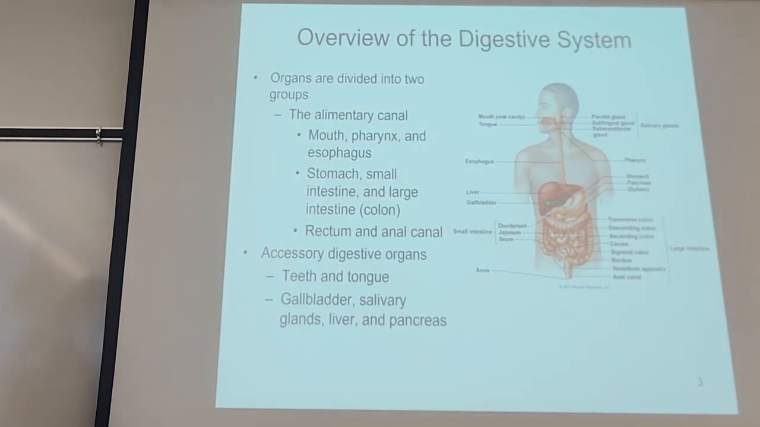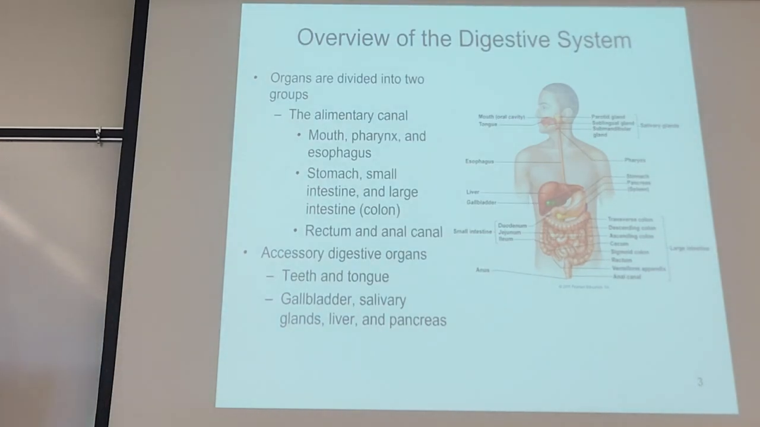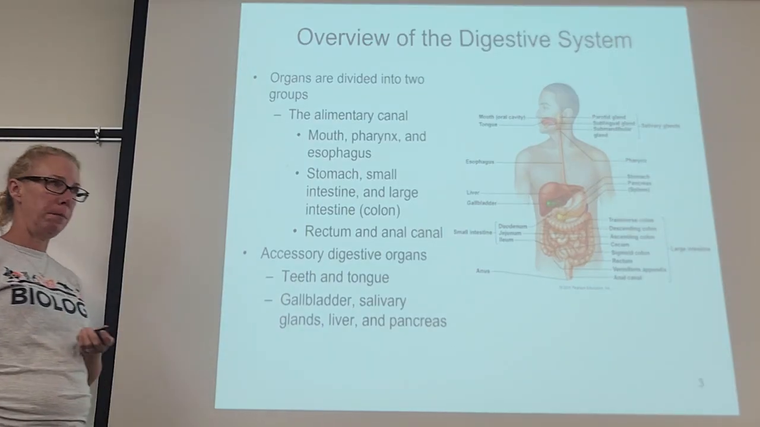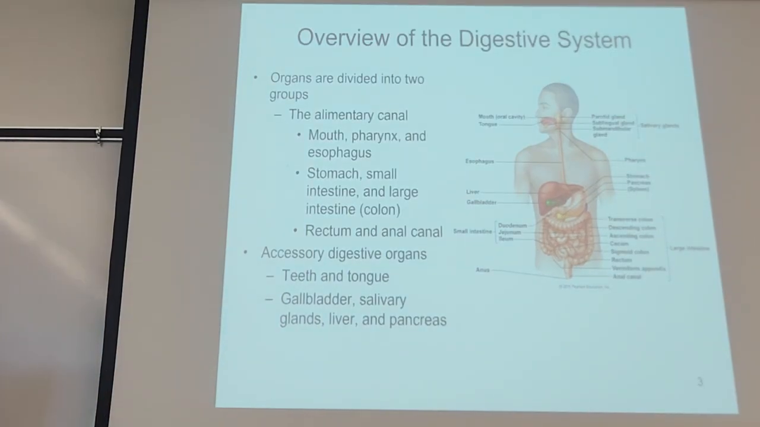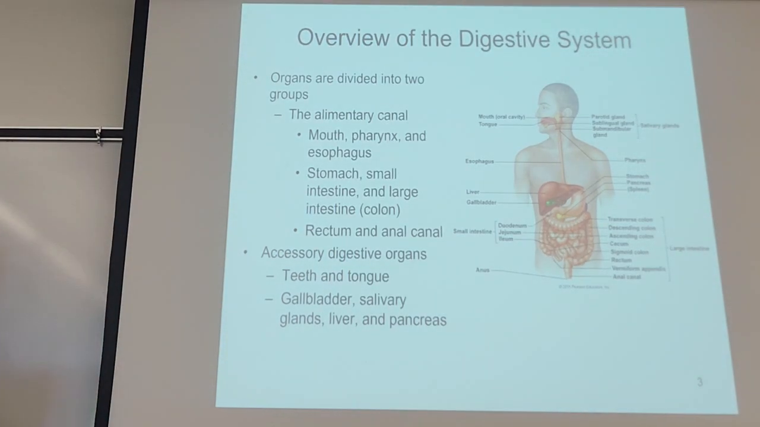So accessory digestive organs assist in digestion. Your teeth and your tongue are going to assist with mechanical digestion, breaking things down, okay? The gallbladder is going to secrete bile to assist with digestion. Your salivary glands are going to assist by secreting saliva. Okay. Your liver is going to secrete bile. And then what does your pancreas secrete? Digestive enzymes, uh-huh. And we'll talk about one other substance it secretes as well as part of digestion. Okay.